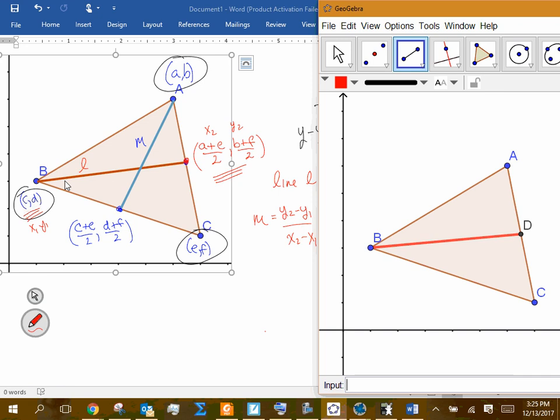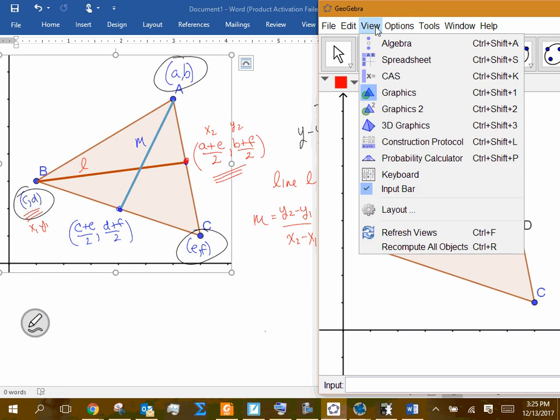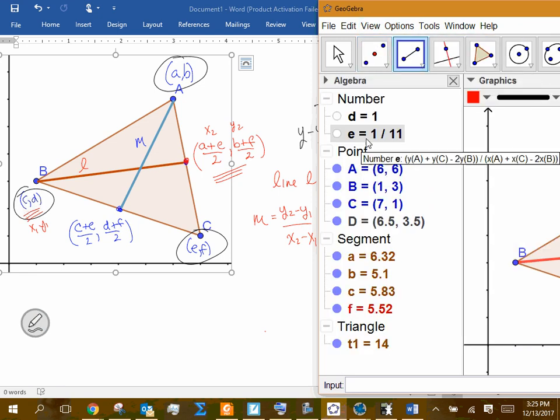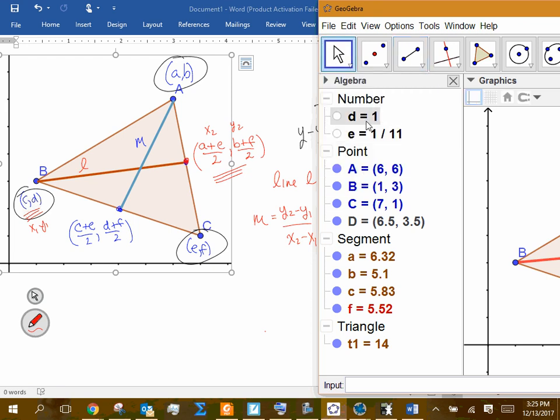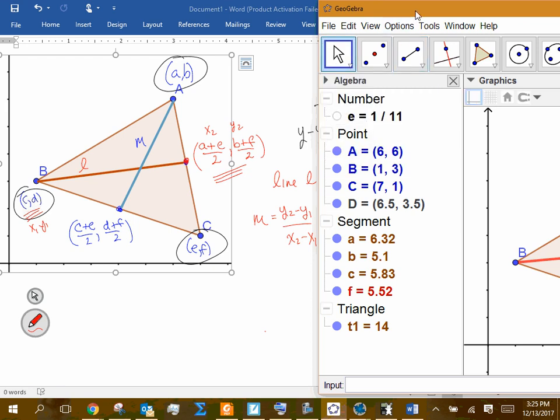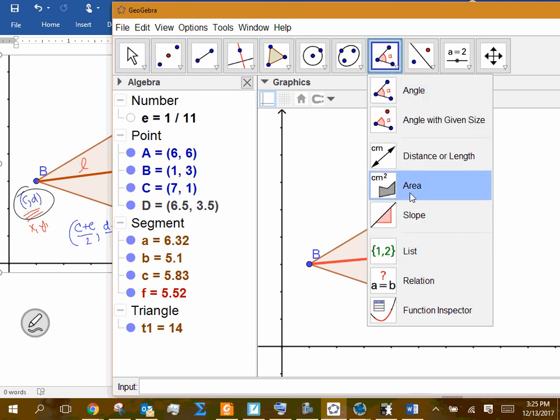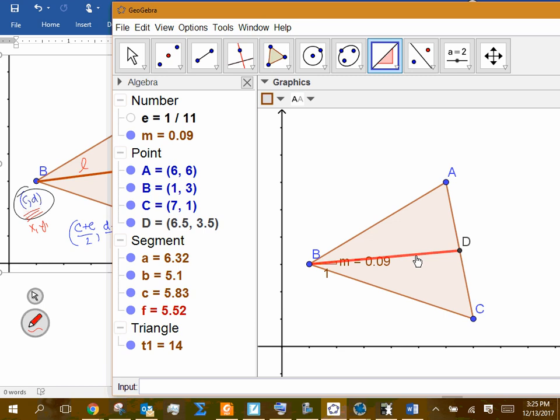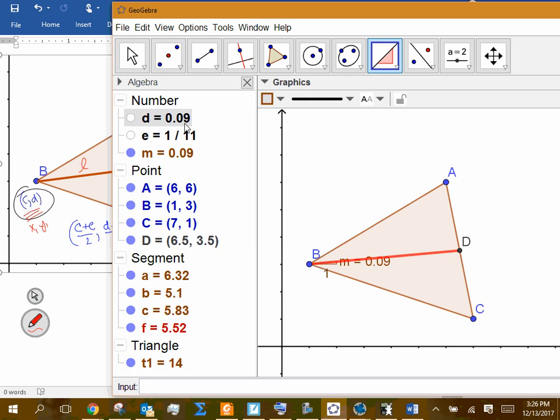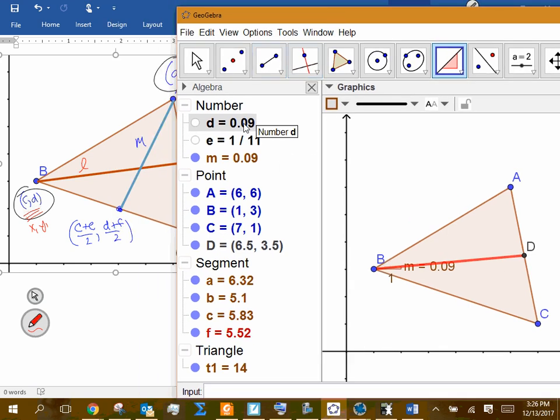And I should be able to hit enter. I hit enter and it didn't do anything visible, but you see over here in the algebra that it's giving me this 1/11th value. So that 1/11th should be the same thing as this slope right there. Okay, 0.09. Well, if you take 1 divided by 11, it does give you that 0.09.